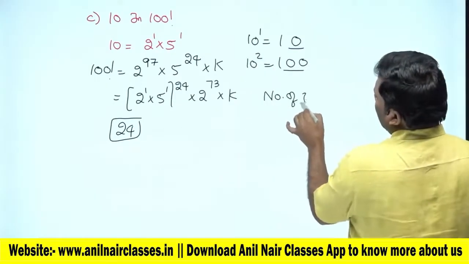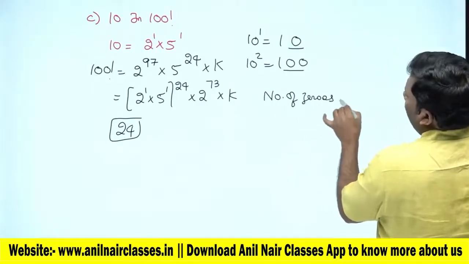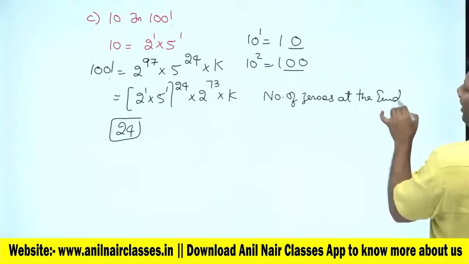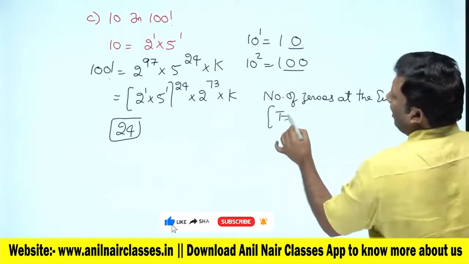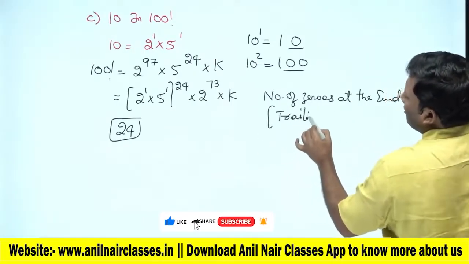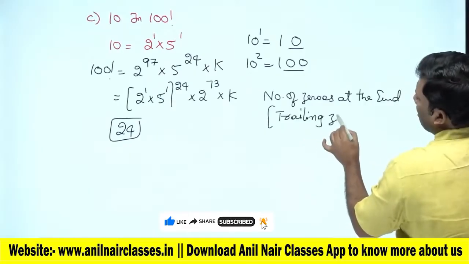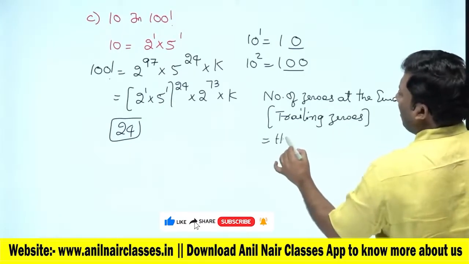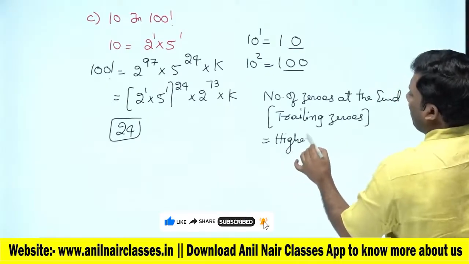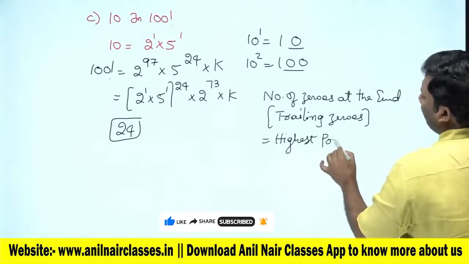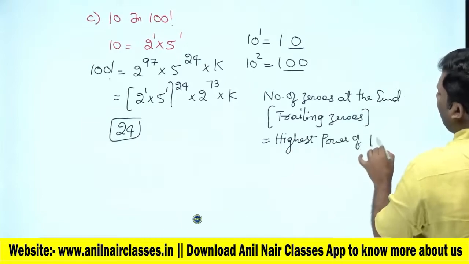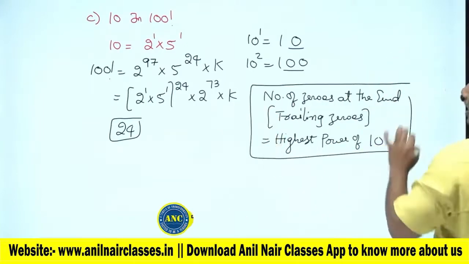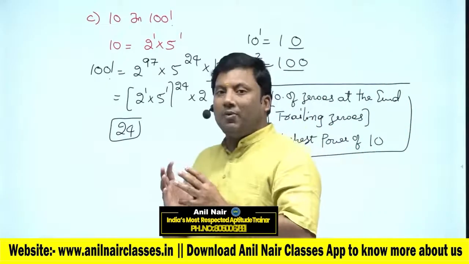Another very, very important point. Number of zeros at the end is also called trailing zeros. It is given by the highest power of 10. If I want the number of zeros at the end, I need to take the highest power of 10.